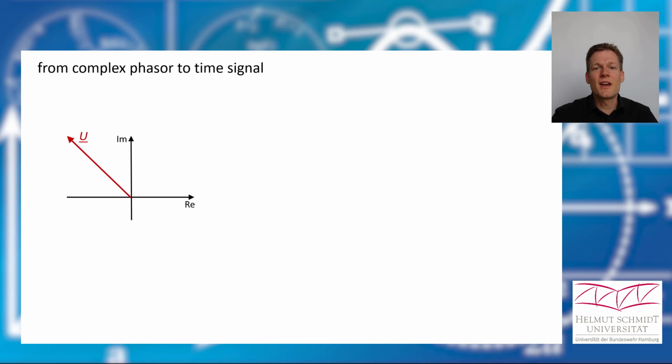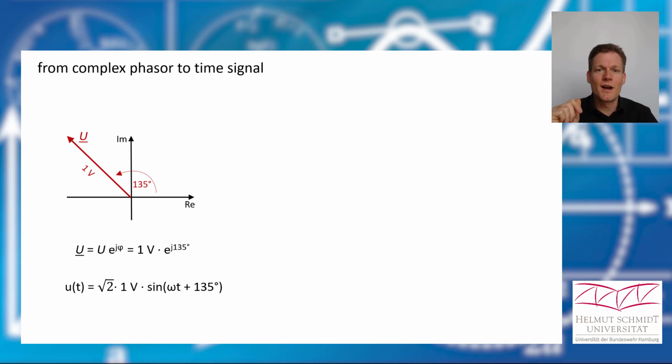Let's do the same thing but the other way around. Let's say we have this complex voltage given. The absolute value is 1 volt and the phase angle here is 135 degrees. So we could write this complex voltage like this, and with our number values it's 1 volt times e to the power of j 135 degrees. And that means that our time function looks like this. For our amplitude we have to multiply the absolute value of our complex number with the square root of 2. And then we have the sine function of omega t plus 135 degrees.